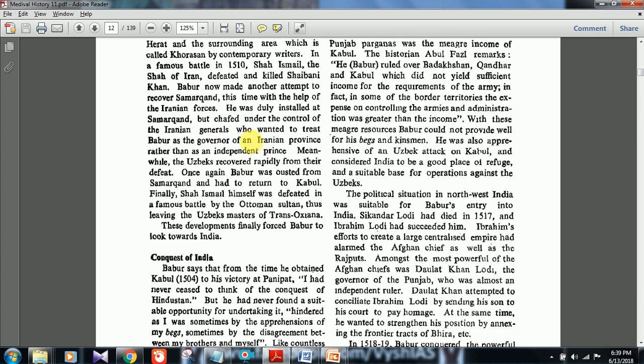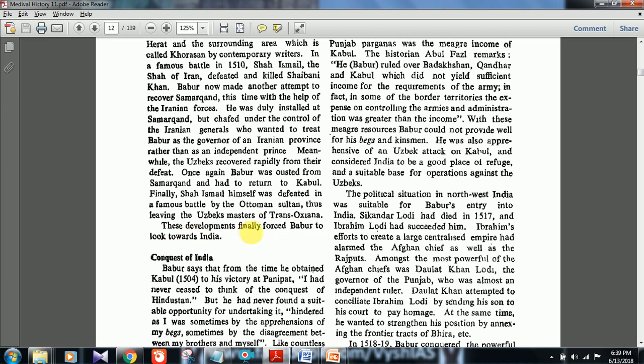Meanwhile, the Uzbeks recovered rapidly from their defeat. Once again, Babur was ousted from Samarkand and had to return to Kabul. Finally, Shah Ismail himself was defeated in a famous battle by the Ottoman Sultan, thus leaving the Uzbeks masters of Transoxiana. These developments finally forced Babur to look towards India.